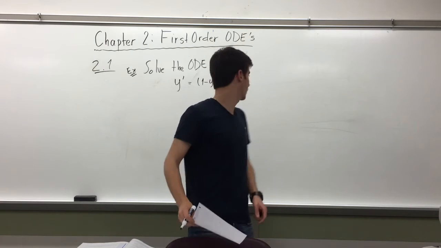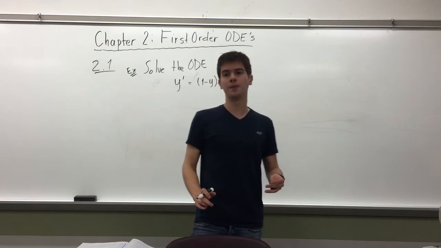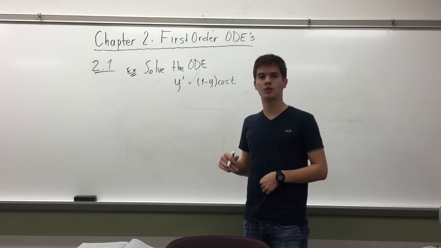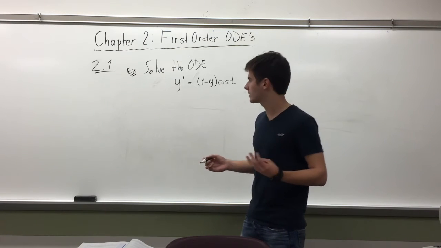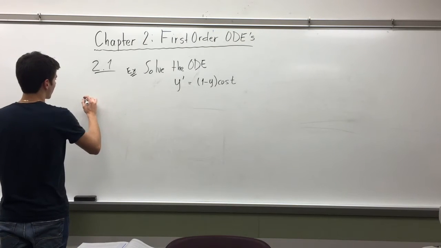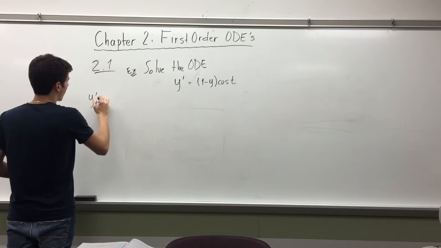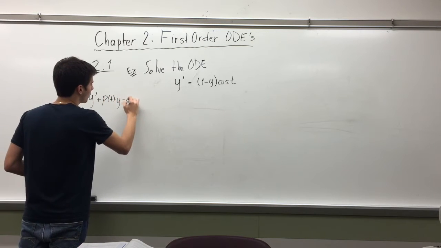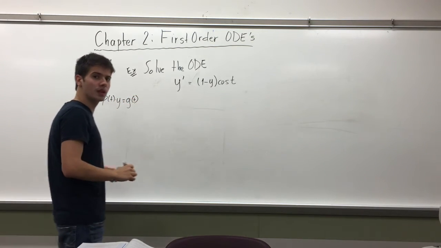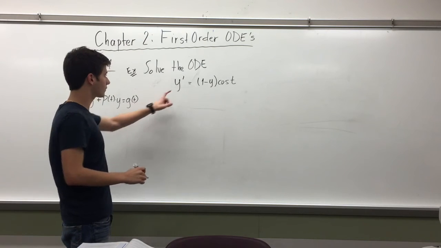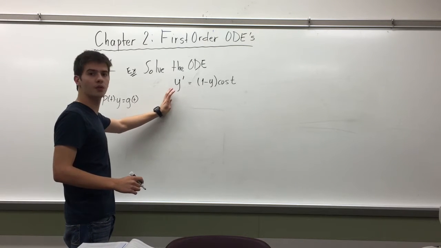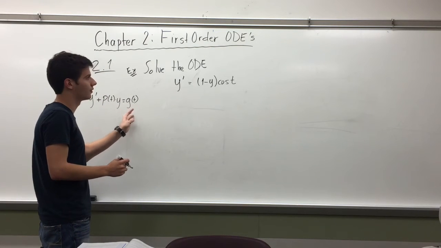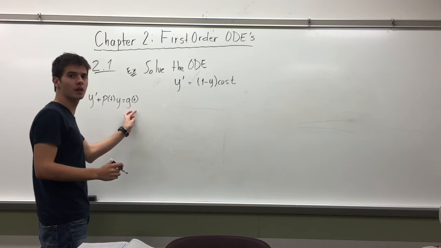All right. So the first thing we need to do before we start solving our ODE is to put it into the form that we talked about last time. Y prime plus p of t times y equals g of t. You see that here we have a 1 in front of the y prime, we have a function multiplied by y, and we have another function in terms of t on the right hand side.